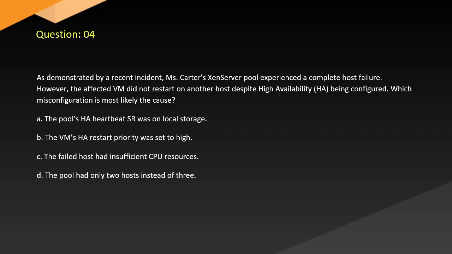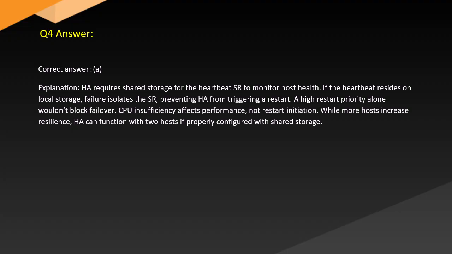A. The pool's HA heartbeat was on local storage. B. The VM's restart priority was set to high. C. The failed host had insufficient CPU resources. D. The pool had only 2 hosts instead of 3. Answer. Correct answer. A. Explanation.